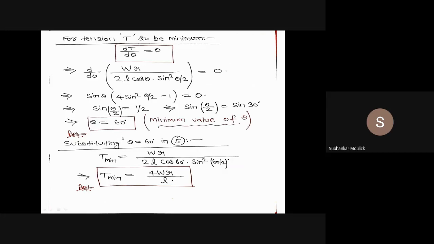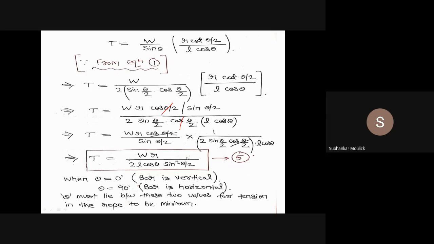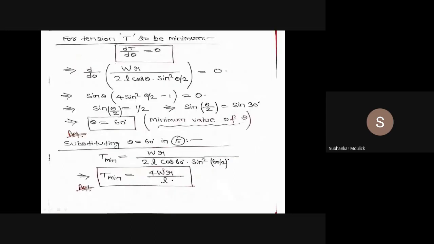And what is the value of the minimum tension? If you substitute theta equal to 60 degrees in this expression, equation number 5, you will get the value of tension which is minimum in the problem, and that is what we have to find out. So W into R divided by 2L cos 60 into sine square 60 by 2. If you do it, you will get the minimum tension value coming out to be 4WR by L. Is the question clear? Any doubt in this problem?